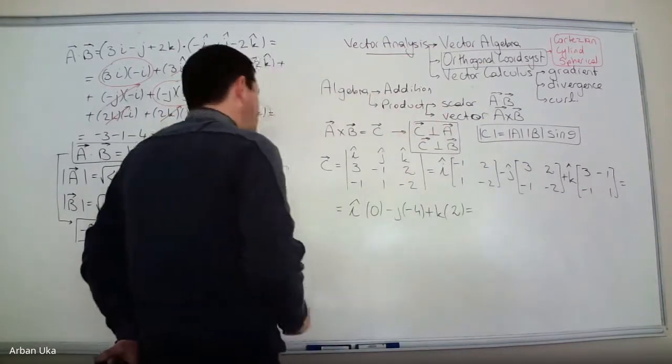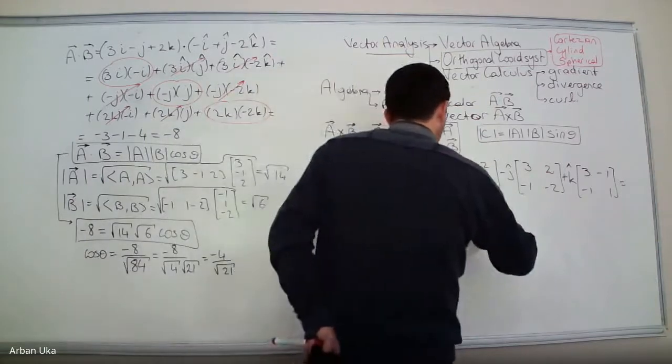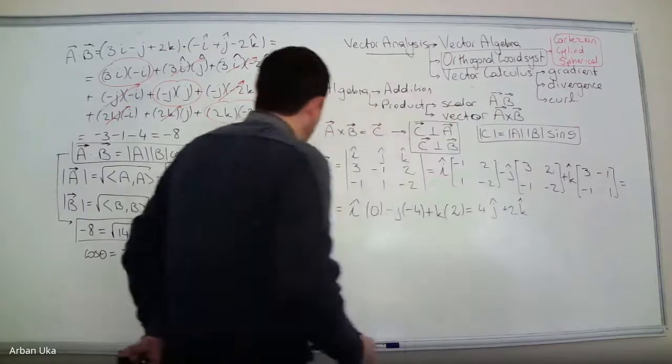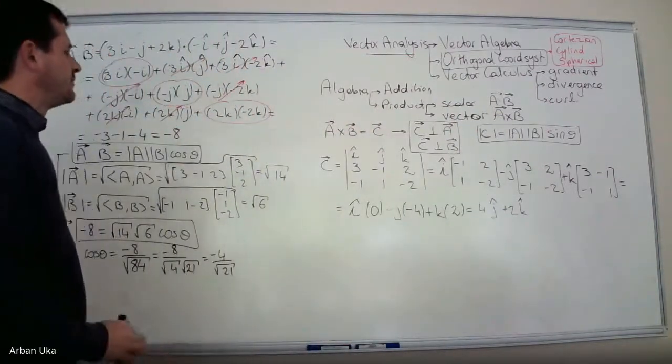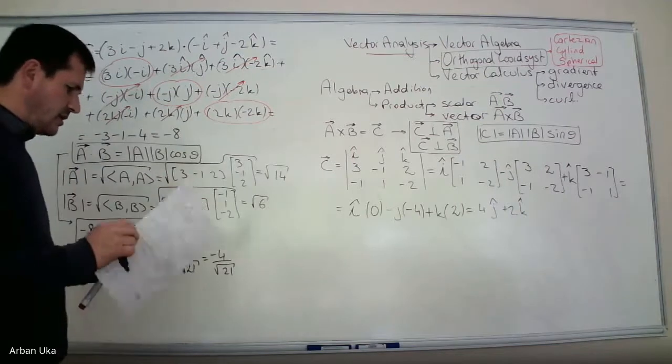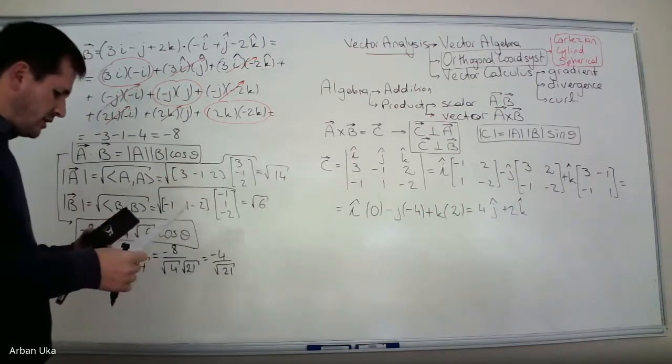So C apparently is equal to 4j plus 2k. This is the C vector. And this is the cross product that we care for the moment.